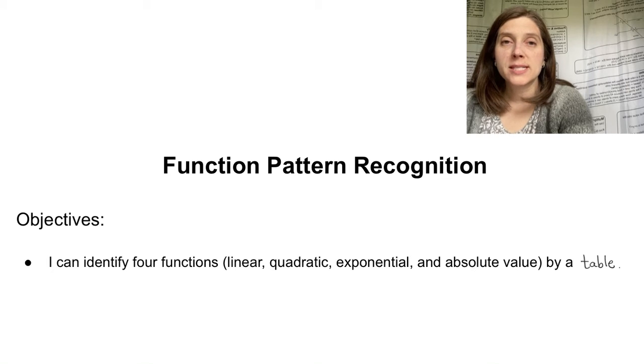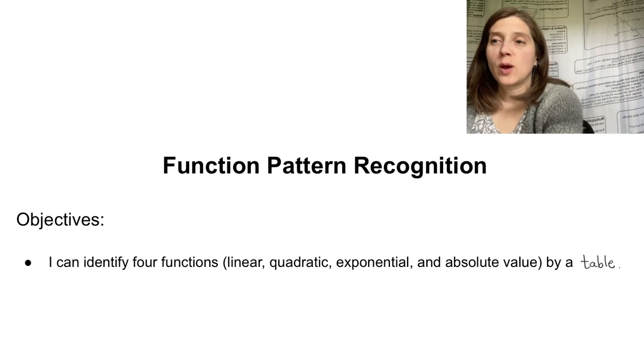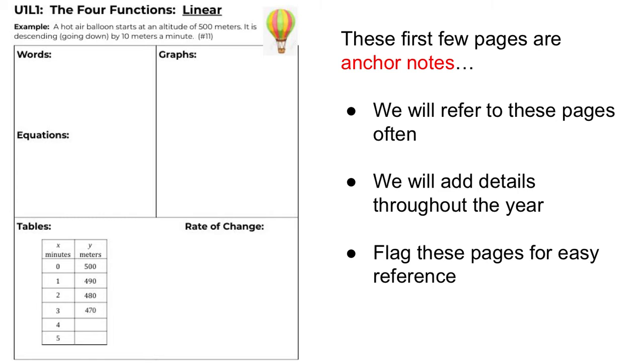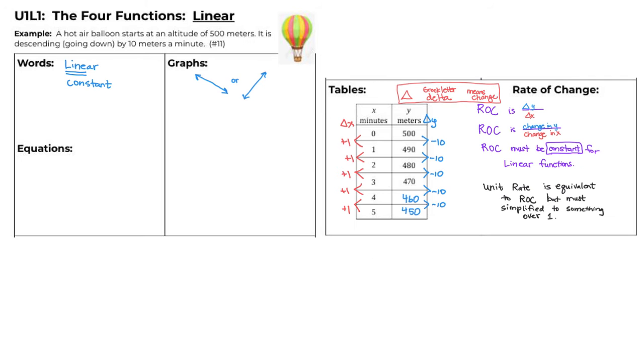Hi, mathematicians. We are going to summarize everything we've done in Unit 1 so that after this video, you will be able to identify 4 functions, the linear, quadratic, exponential, and absolute value from a table. Find this page in the front of your binder. Remember, we're calling these our anchor notes, and we are going to add some details today. You might want to put a flag on these so you can refer to them easily on the table.